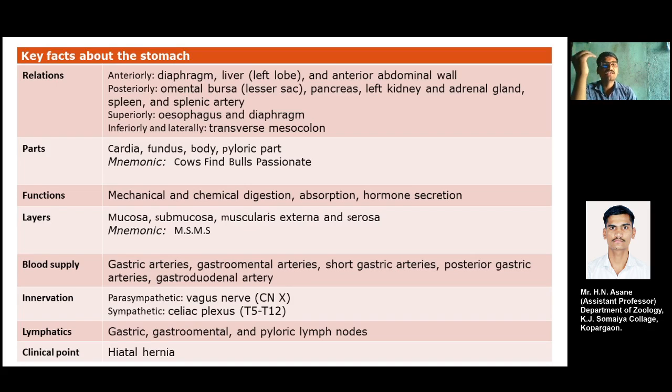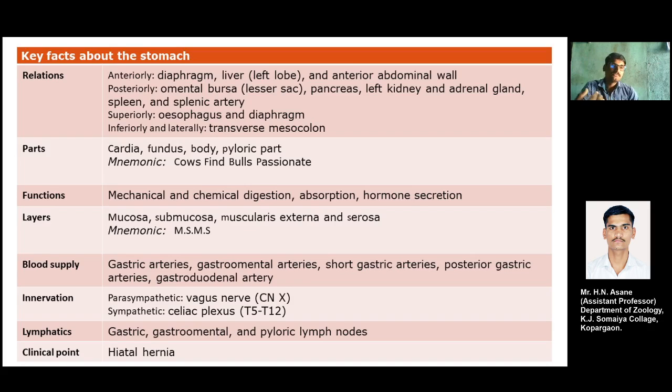The functions of the stomach are mechanical and chemical digestion, then absorption and hormone secretion. The layers of the stomach are the mucosa, submucosa, muscularis externa, and the serosa. All four layers are present in the stomach. Then the blood supply: the gastric arteries, gastro-omental arteries, short gastric arteries, posterior gastric arteries, and the gastroduodenal arteries.